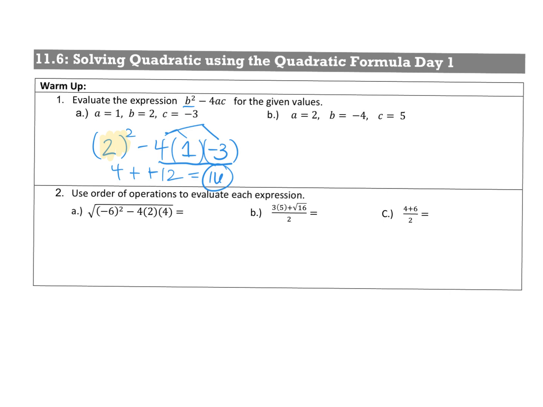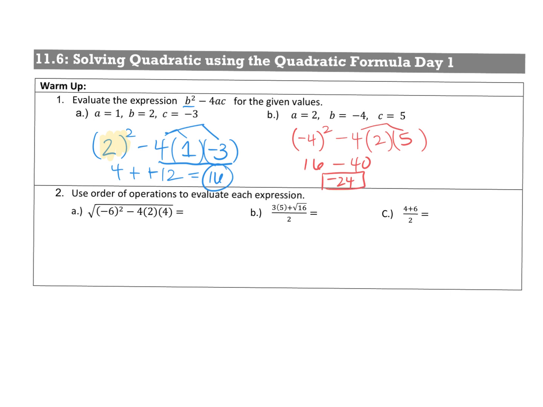All right, second one, again, B squared. So I'm going to put -4 in parentheses squared, minus 4 times A times C. So times 2 times 5. So if I start with -4 squared, that's positive 16, minus, if I do 4 times 5 is 20, times 2 is 40. And then if I do 16, take away 40, I end up with -24.